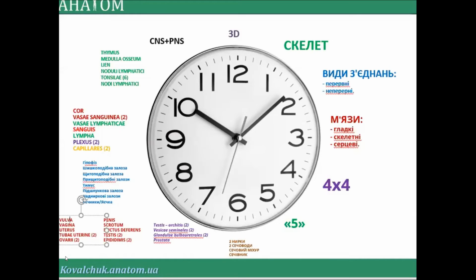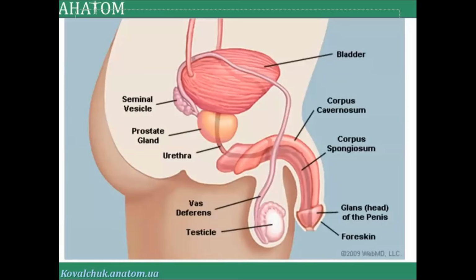And we replay. Vulva, vagina, uterus, tuba uterina, and ovary. It's genital organs in a female organism.